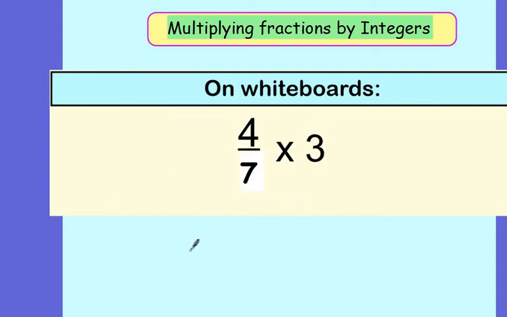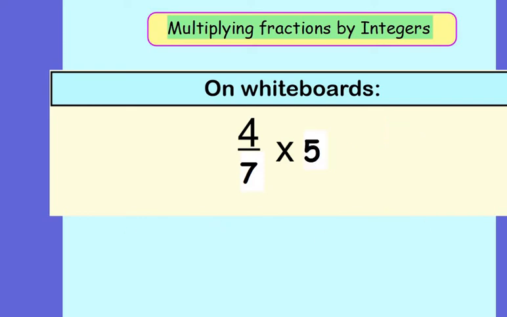How about now? Pause the video, have a little think in your light blue books. Right, in exactly the same way, I'm going to write 3 as 3/1. 4 times 3 gives me 12 on the top. 7 times 1 gave me 7 on the bottom. This time I could convert this into a mixed number. How many 7's are there in 12 for me, Macy Jane? Just the one, lovely, and I've got 5/7 left over.